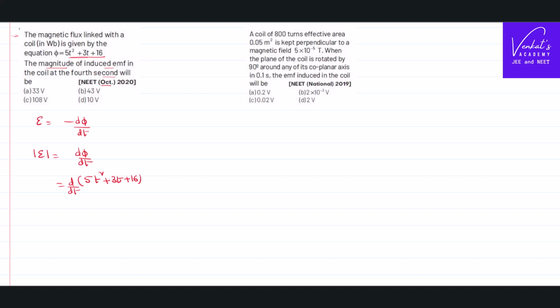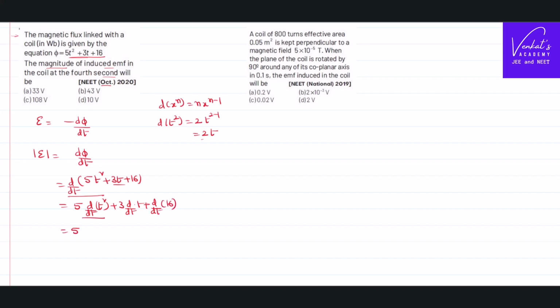So by differentiating this with respect to time, I will get the EMF, right? So how much is this? Using the formula, differentiation of x power n equals n into x power n minus 1. So differentiation of t square will be 2 into t power 2 minus 1, that is 2t. So differentiation of 5t square means 5 d by dt of t square, plus 3 d by dt of t, plus d by dt of 16.